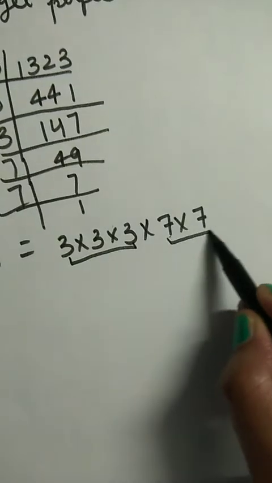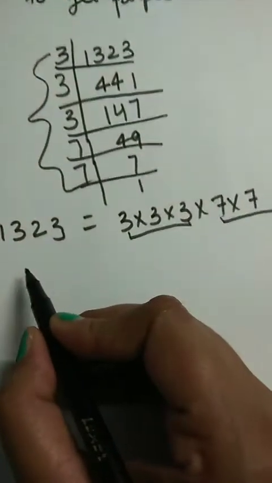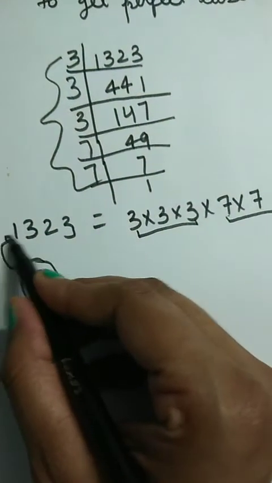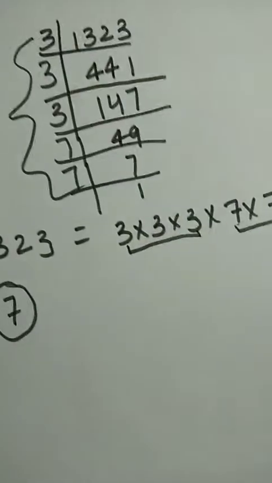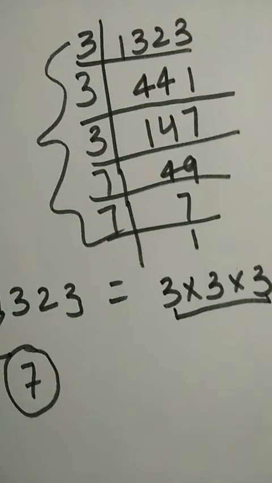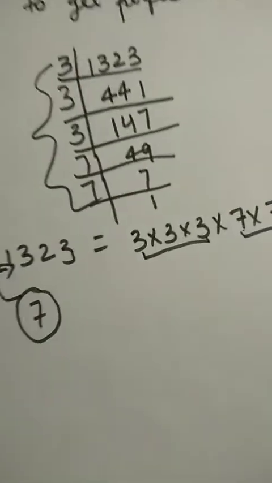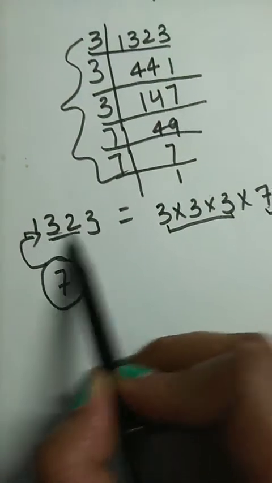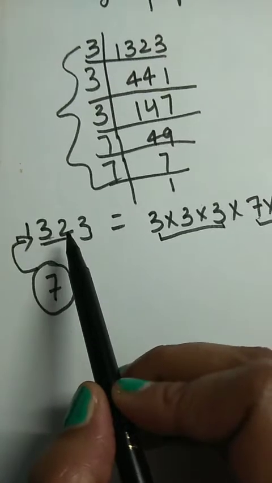And here you can see 7 does not have a group, so 7 is the only number that should be multiplied with this number to make it a perfect cube. Now if you multiply this number with 7, you will get a perfect cube.